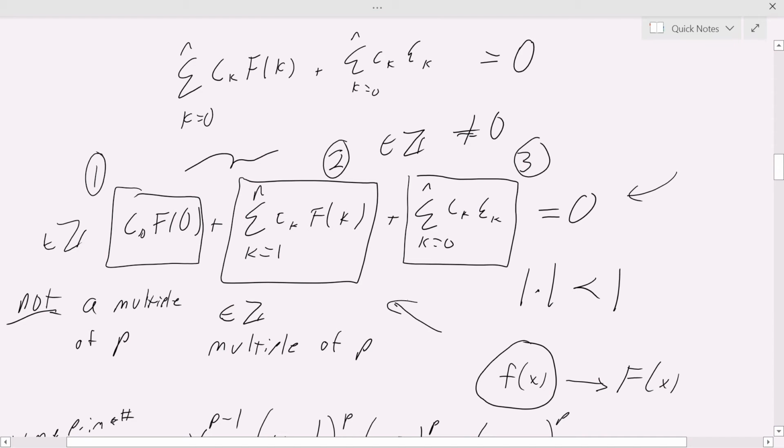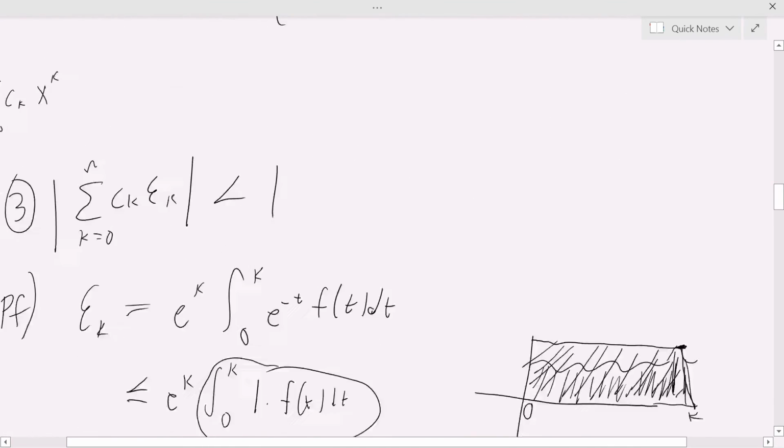All right, so next we're going to show item 1, which says that c0 times f of 0 is an integer, but it is not a multiple of the prime p that we're going to choose. As of right now, p is still arbitrary, but we're going to choose it in a way that guarantees that this quantity here won't be a multiple of it. So we'll see how that's done down below.